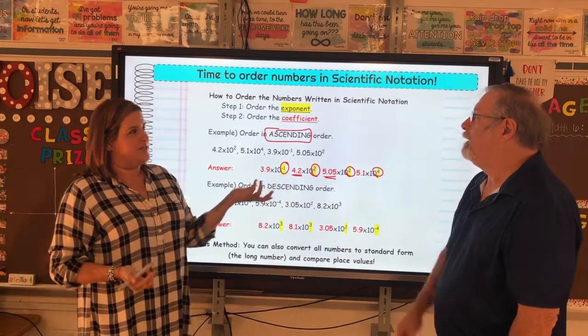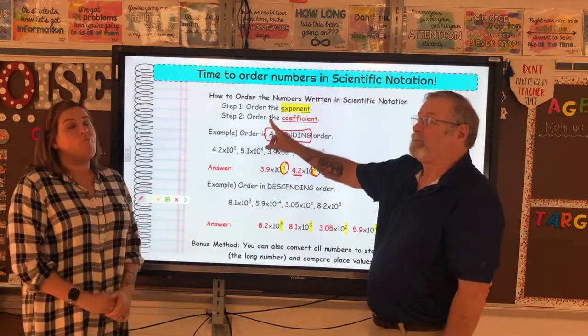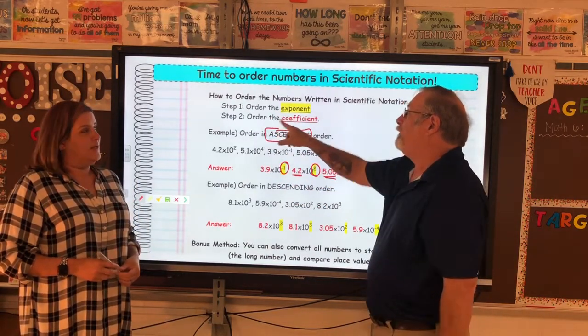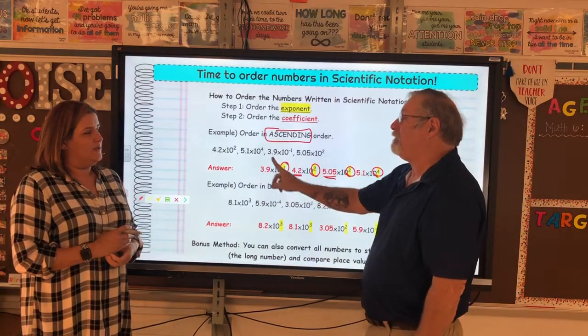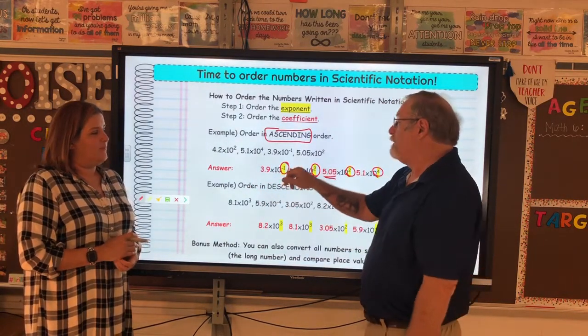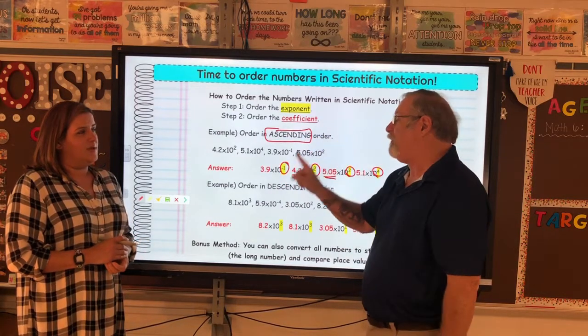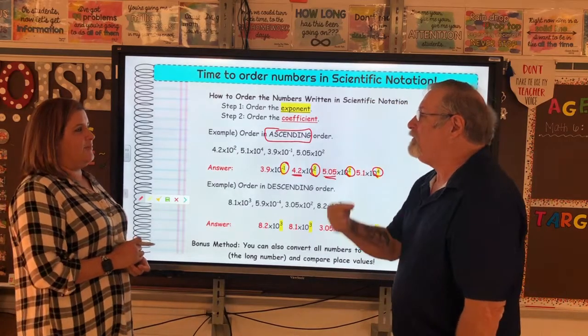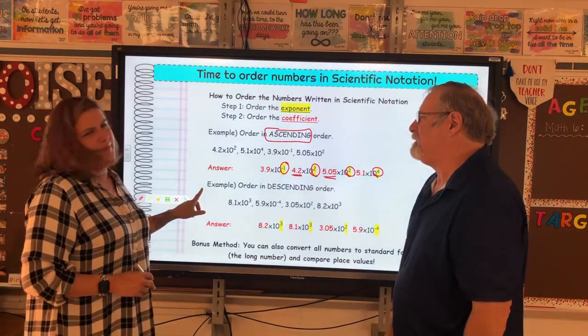Right here where it says steps 1 and 2, you order the exponents first, and the coefficients, the number in front of the multiplication symbol, second. If they have the same exponent, that's what you look at to separate them out, that big base number. Why don't we do a couple? I think that would make it more obvious.